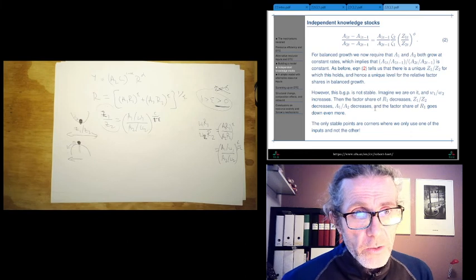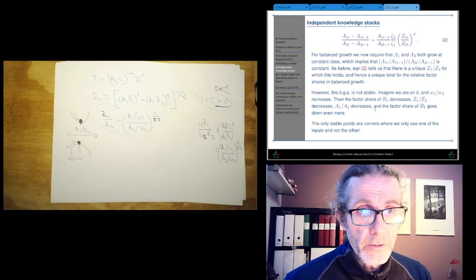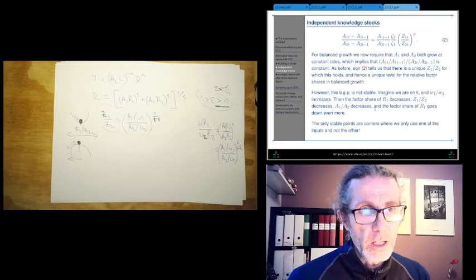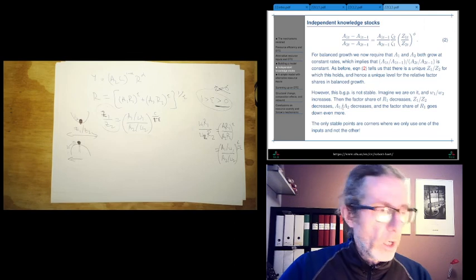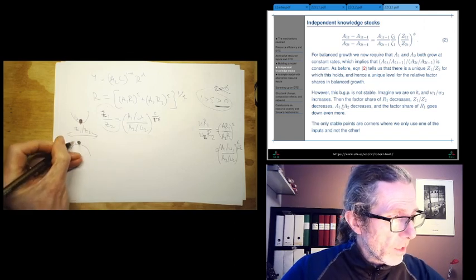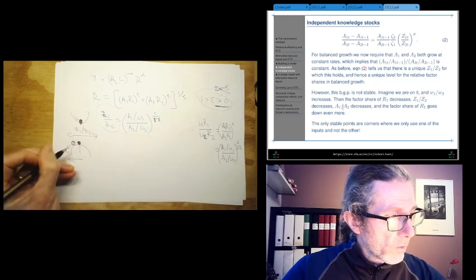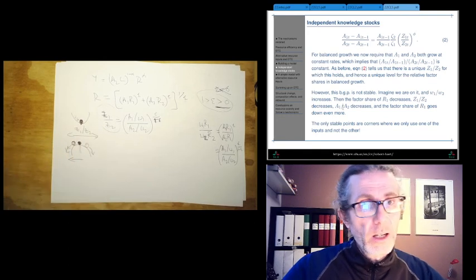2. So the only stable points are the corners given the independent knowledge stocks, where we only use one of the inputs and not the other, the cheapest one. Okay, effectively. Well, it depends where we start actually. If we start here, we're going to go to this corner. If we start here, we'll go to the other corner.